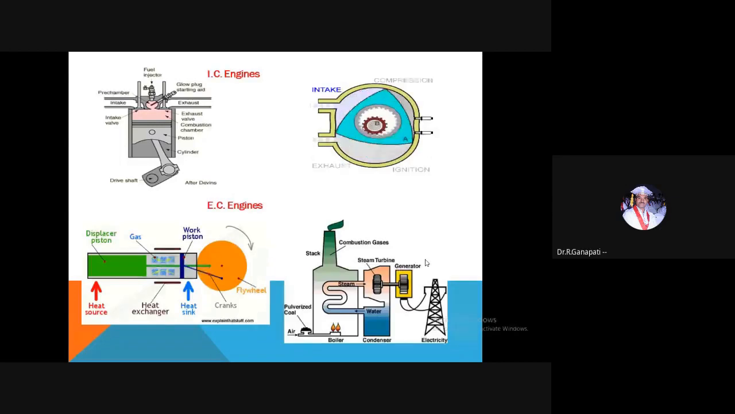See this one, the examples of internal combustion and external combustion engines. The first one is the best example of the diesel engine, and the second one is the Wankel type engine. And the external combustion one is the boiler or maybe the closed cycle gas turbine, that is the power plant. These are the examples.